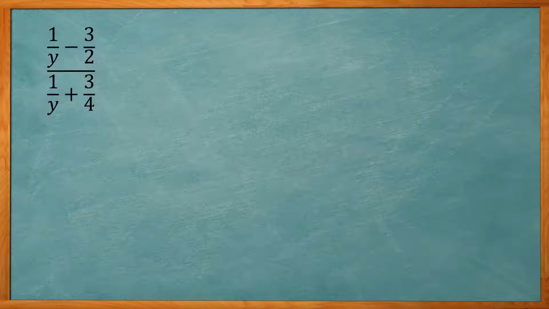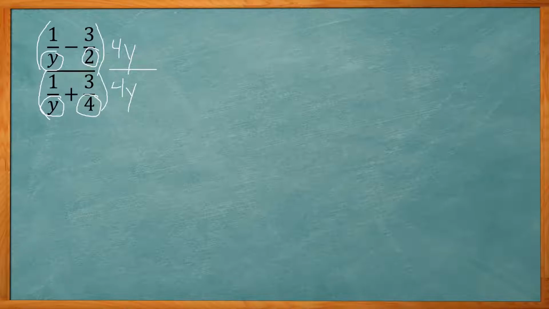So if we look here, we have a y, a 2, a y, and a 4. So what would be our common denominator there? So if we think about it a little bit, 2 can go into 4, and 4 can go into 4, so we know it's going to be a 4, and y can go into y, so our common denominator is 4y. So I'm going to multiply the top by 4y and the bottom by 4y. So we're just going to distribute.